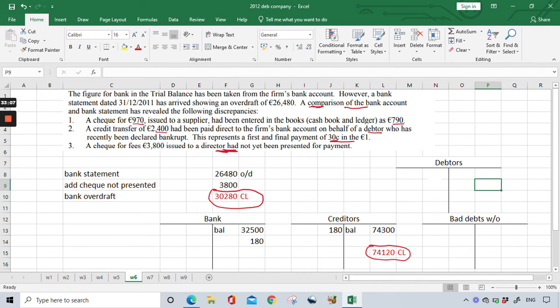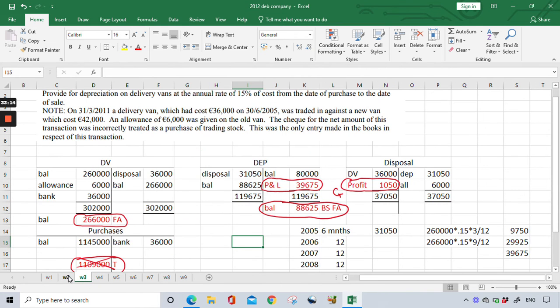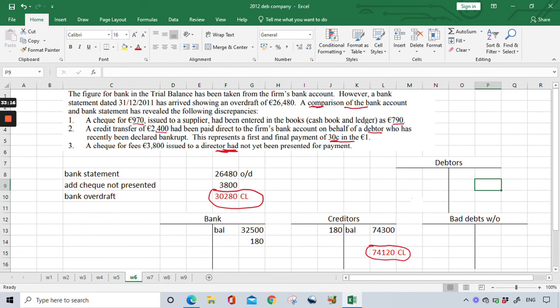So I'm going to get my debtors figure. I don't think we have used debtors, or have we? I'm just going to look back. We haven't done anything with the debtors account anywhere. So the debtors figure is going to come from the trial balance. It is 86,000. Opening balance.